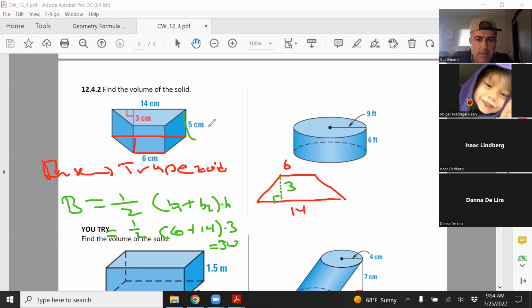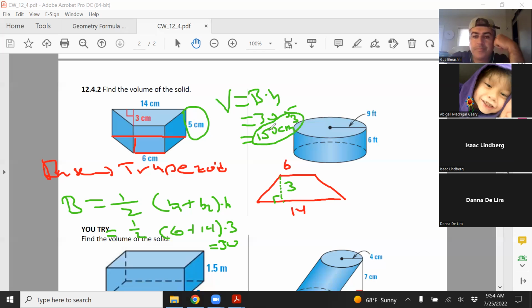And then the height of the solid is 5, because you have the trapezoidal base and you have to go up 5 to get to the next trapezoidal base. So just BH is the volume. Then capital B is 30, height's 5, 150 cubic centimeters. That's all. Questions on that one?